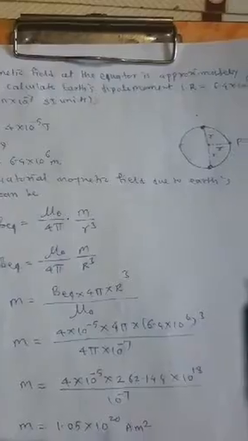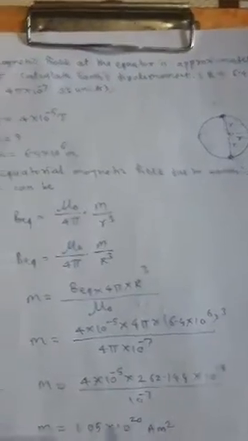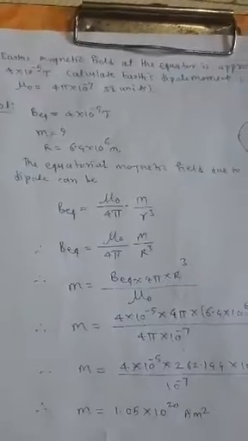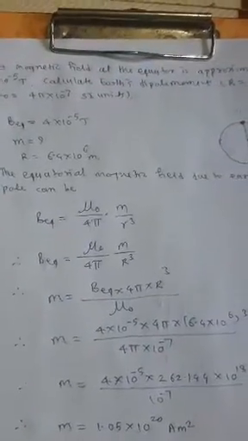The radius of the Earth is given as 6.4 into 10 to the power 6 meter, and the value of mu 0 is equal to 4 pi into 10 to the power minus 7 in SI units.